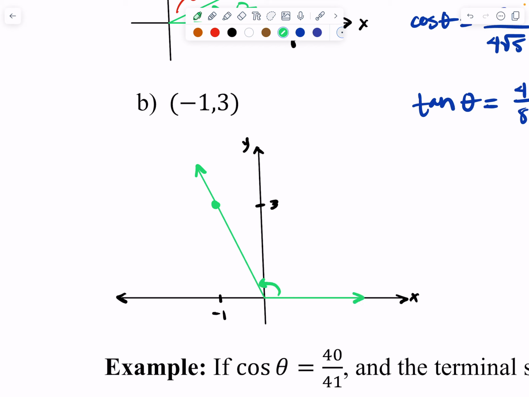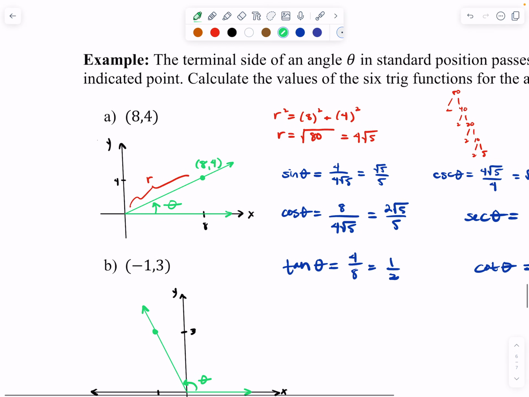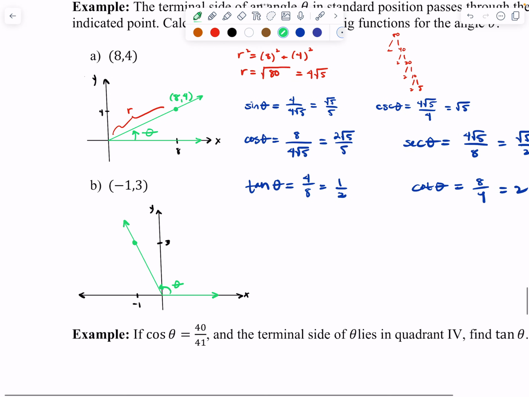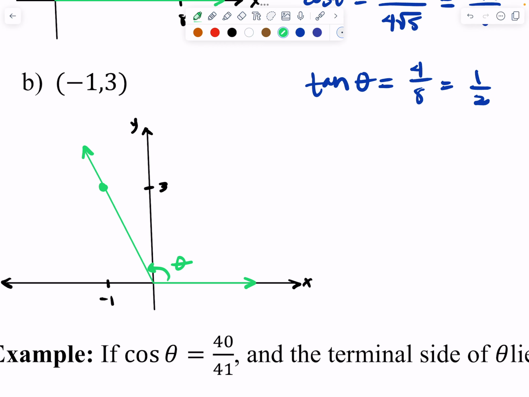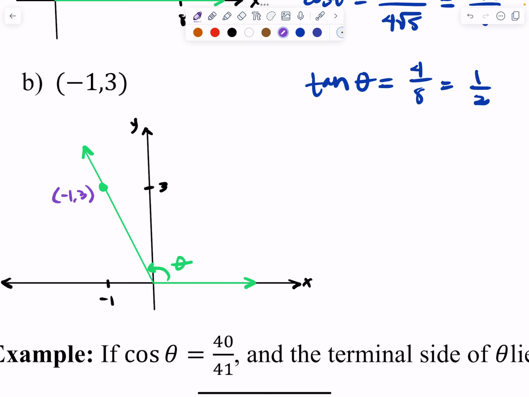And technically, any angle that would be coterminal to the angle that I've just drawn would have the same ratio. But this is just an angle that is going to be less than 360 degrees, less than a full rotation. Okay, so we know that that is the point -1, 3. R, we could use our Pythagorean theorem again.